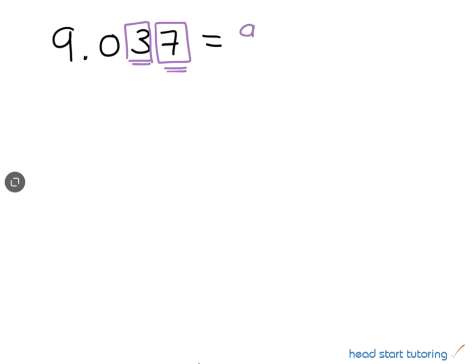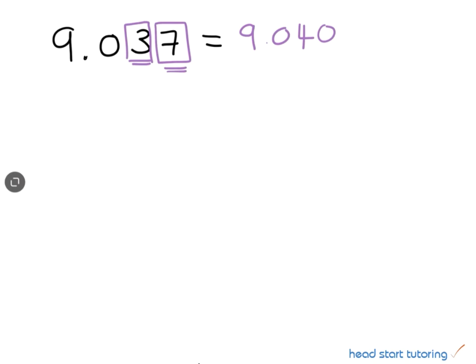So we end up with 9.04, and we can put a 0 at the end if we would like, because everything after the hundredths column will fall away or become a 0 when we're rounding off to the nearest hundredth.